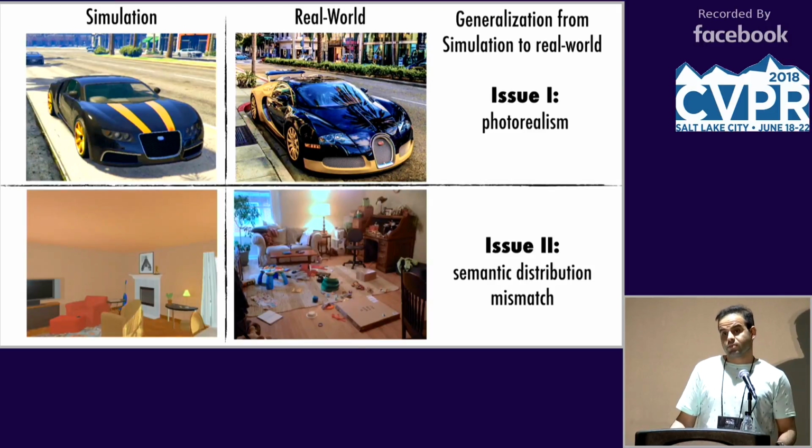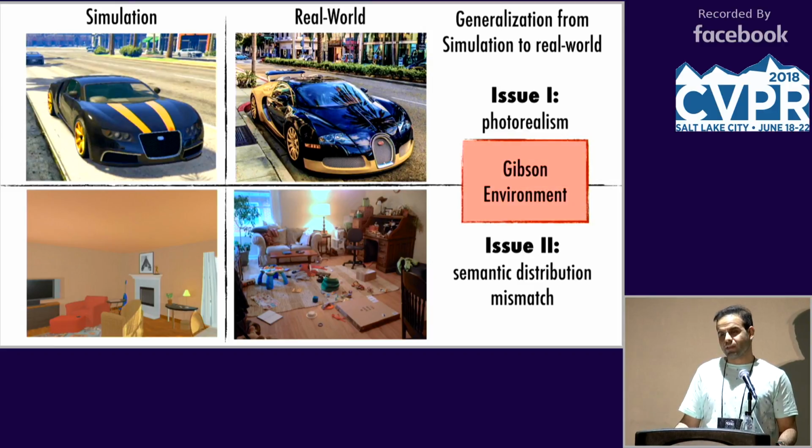A bigger issue is semantic distribution mismatch. So the models used in simulators are usually hand designed and artificial, so they do not really reflect the semantic complexity of the real world. This is not an issue that can be improved or alleviated with any adaptation method.